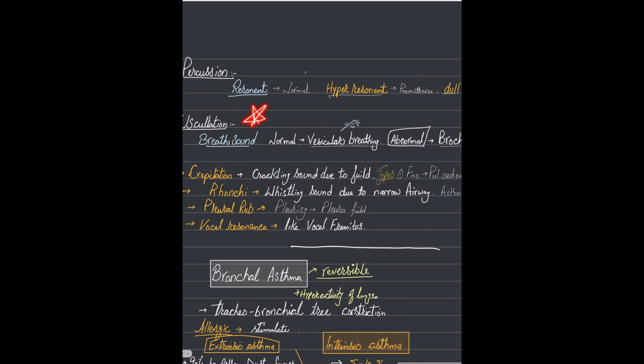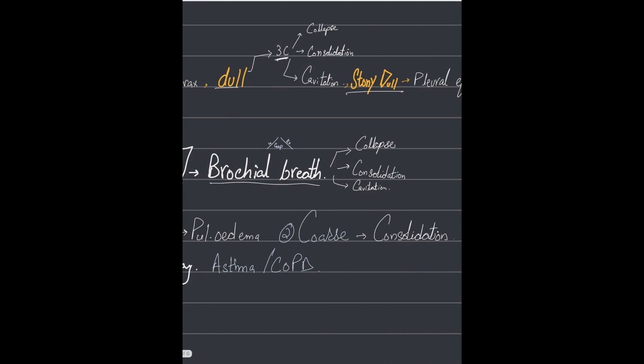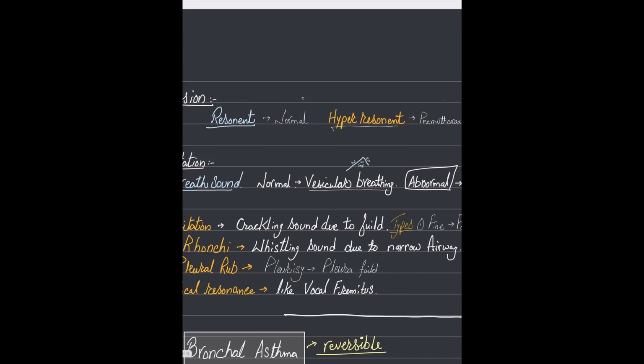Auscultation, and that's a really key important point you have to understand during the respiratory pathologies. This is a key point to help you diagnose. So breath sounds. Normal is vesicular breathing. How is vesicular breathing? You can see here the inspiration is higher and expiration is lower, without a gap. There is no rest between them. But abnormal, bronchial breathing, you're going to see inspiration is less and expiration is more, with a gap, due to collapse, consolidation, and cavitations.